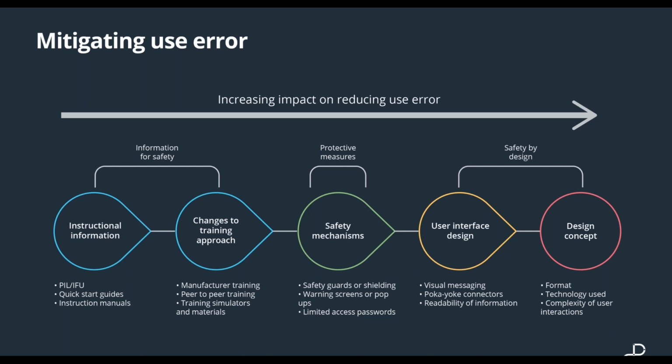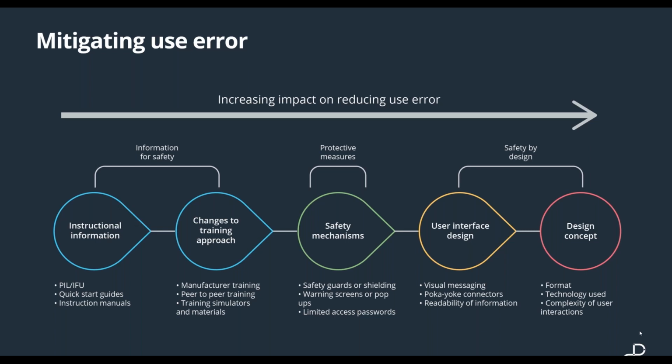So working backwards, refining instructional information, instructions for use, product information leaflets, quick start guides, manuals, and making changes to training approaches, whether that's peer-to-peer training, whether that's including simulations, upgrading your materials, these things are known more broadly as information for safety. And these do have some impact on reducing use error and can be part of the mitigation strategy for use error. However, they're not always the most effective.